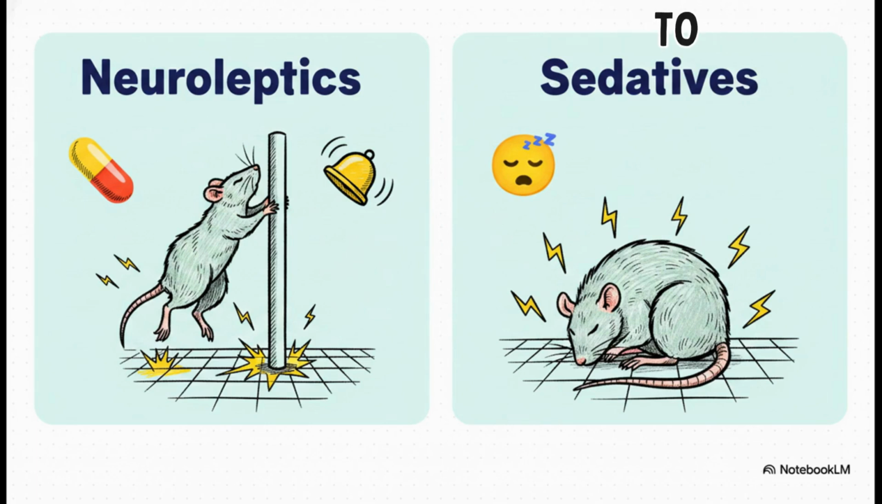Now, compare that to a typical sedative like a barbiturate. A sedative just suppresses the whole shebang. A sedated rat won't avoid the shock when the bell rings, and it won't even try to escape when the shock hits.